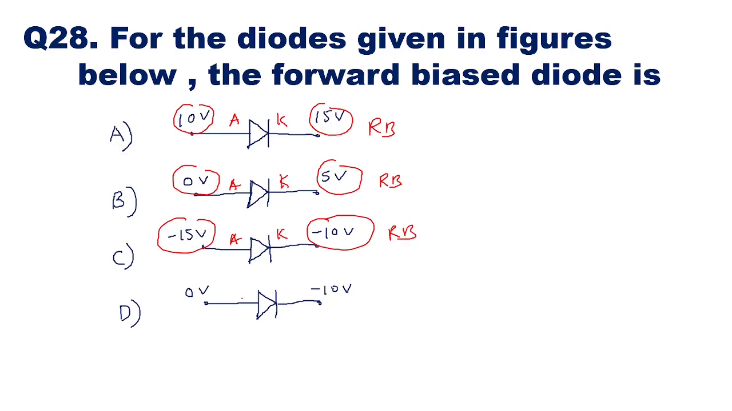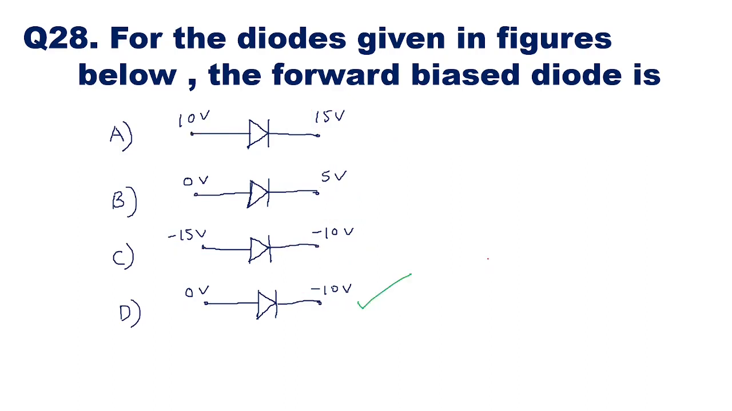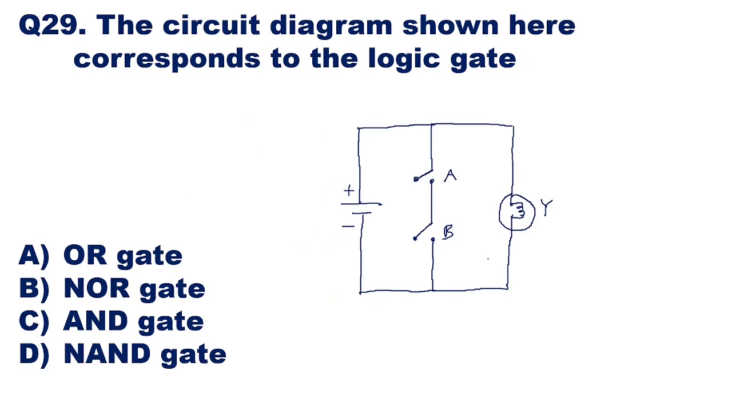Now in option D, the anode is 0 volt and the cathode is minus 10 volt. So the anode is more positive with respect to the cathode, so this is forward biased. So option D is the right answer, which is forward biased. Then we'll go to the next question, question number 29.